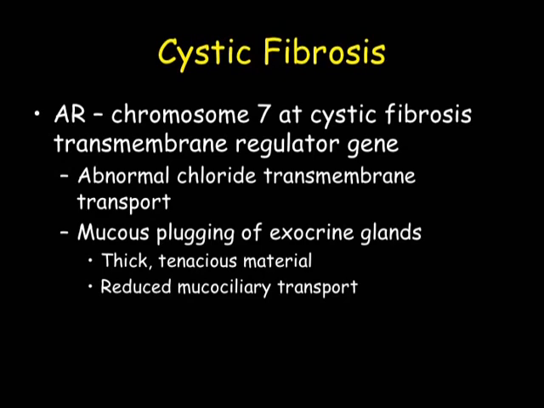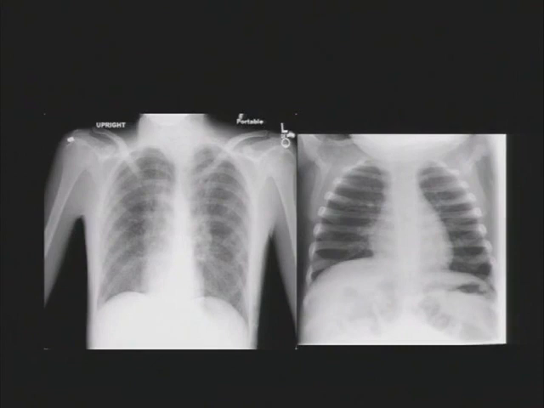I just want to spend 1 second and talk about cystic fibrosis. This is an autosomal recessive disease at chromosome 7, and they have abnormal chloride transmembrane transport, and as a result they have mucus plugging of the exocrine glands, and they get very poor mucociliary transport. And these are the typical appearances of an older child and a younger child. In a younger child, it can look just like airways disease, just like viral pneumonitis or asthma. So just keep that in your mind.